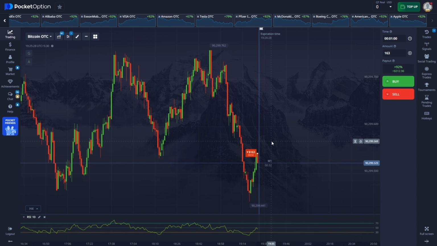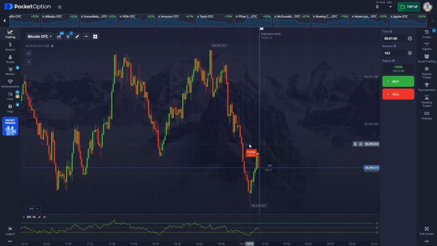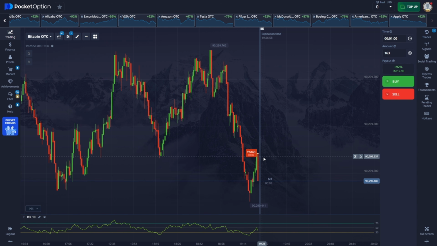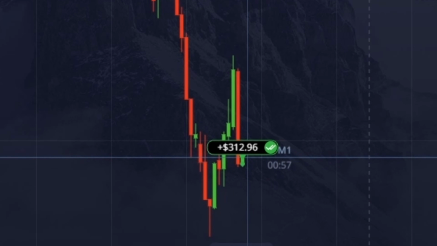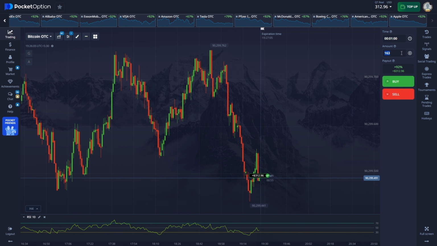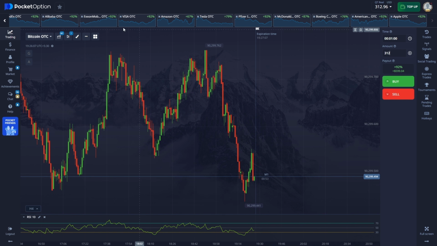The trade was also going in our favor, but we still had 30 seconds left. And you will see a nice red candle formed exactly from the RSI level 50. Only a few seconds left and I won my next trade. Now my balance has turned into $312. Let's find a trade for $312.